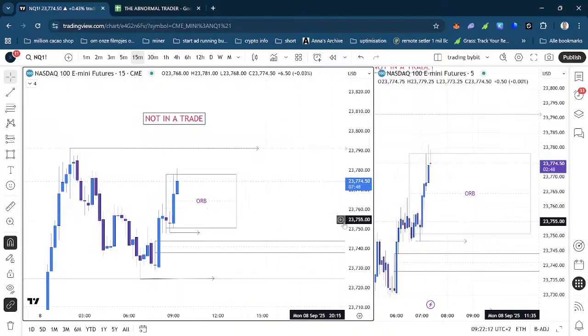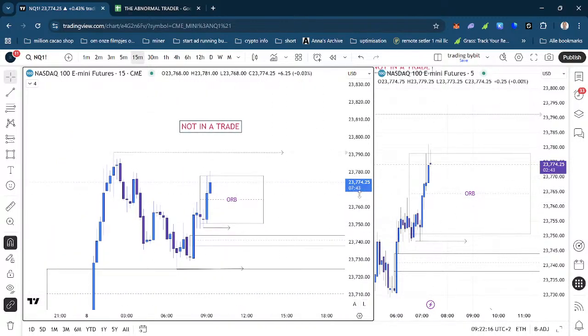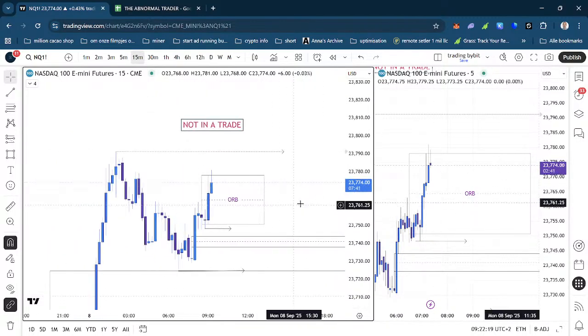We can all see that there is not much volume in the market today, so it's pretty normal for London.